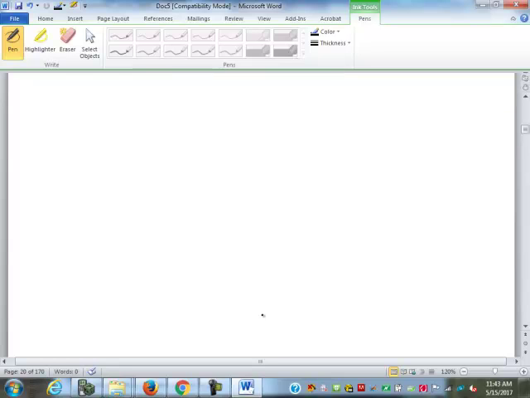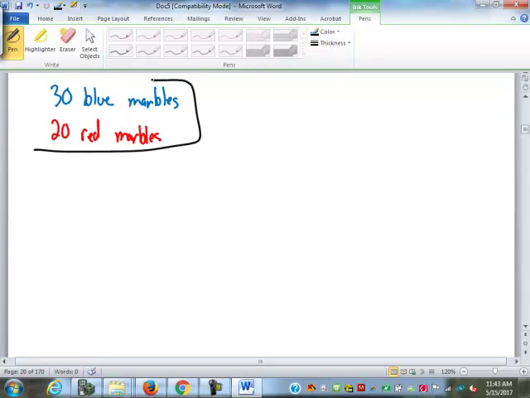Some of the simplest examples of probability we can do are just marbles in a box. And we're going to put 50 marbles in a box. What we're going to do is we're going to have 30 blue marbles and 20 red marbles. And we are going to say that when you reach into that box, it's blind, you can't see into it. If you pull out a marble, each of those 50 marbles has the same chance of getting pulled out of that box. So we are going to be looking at theoretical probability here, rather than relative frequency.